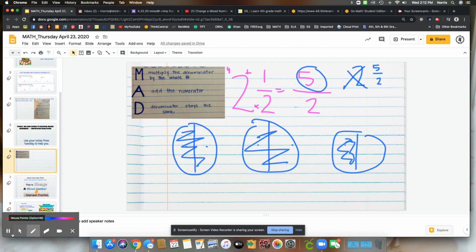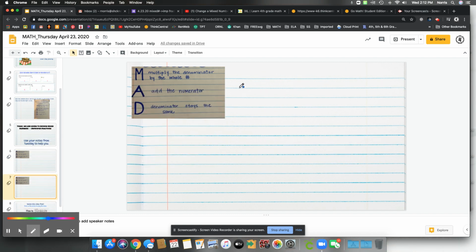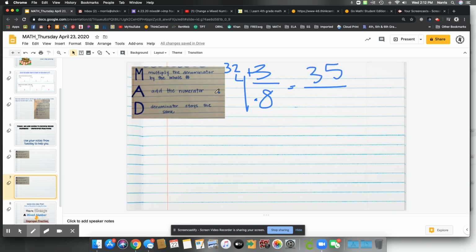All right, so let's do another one. Let me get one from your book. Let's do 4 and 3/8. All right, so follow the steps. Multiply denominator times whole number. So 8 times 4 is 32. 32 plus 3 is 35. Denominator stays the same. So 4 and 3/8 is 35 eighths. Let's do one more, and then I want to talk briefly about simplifying.